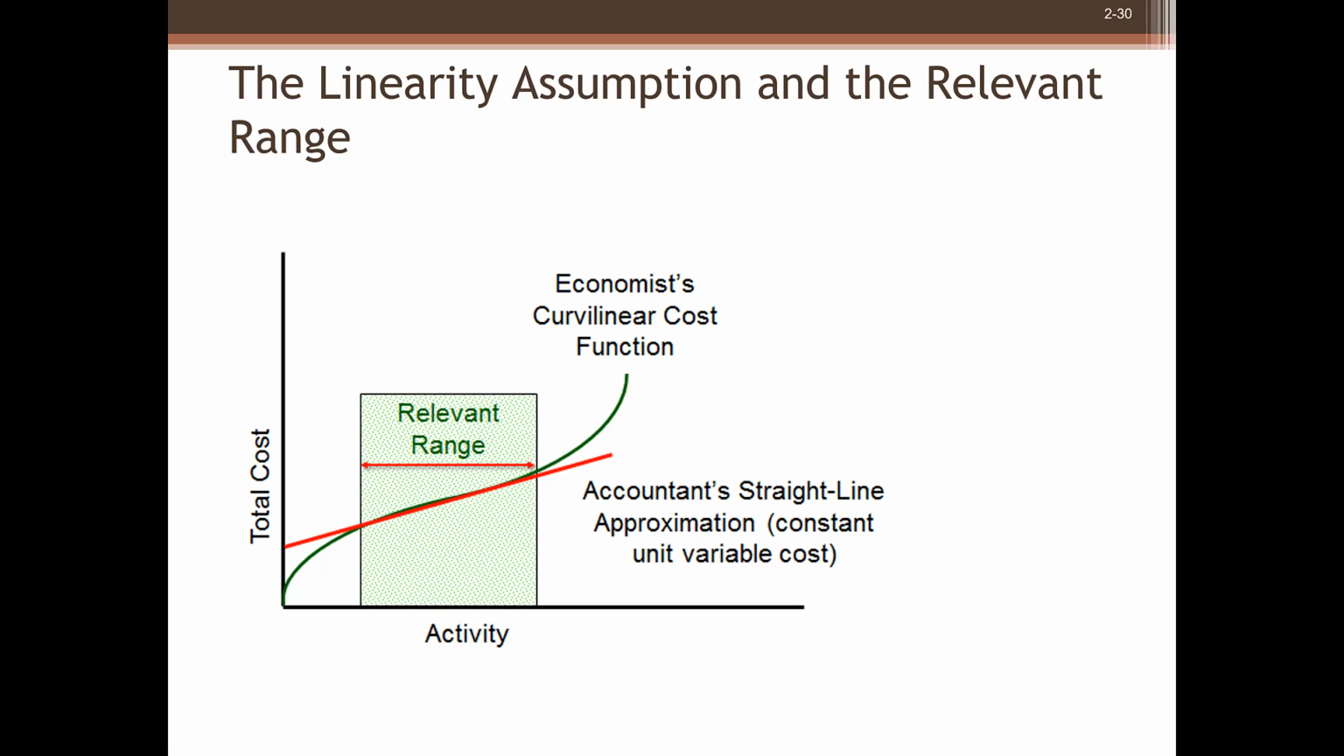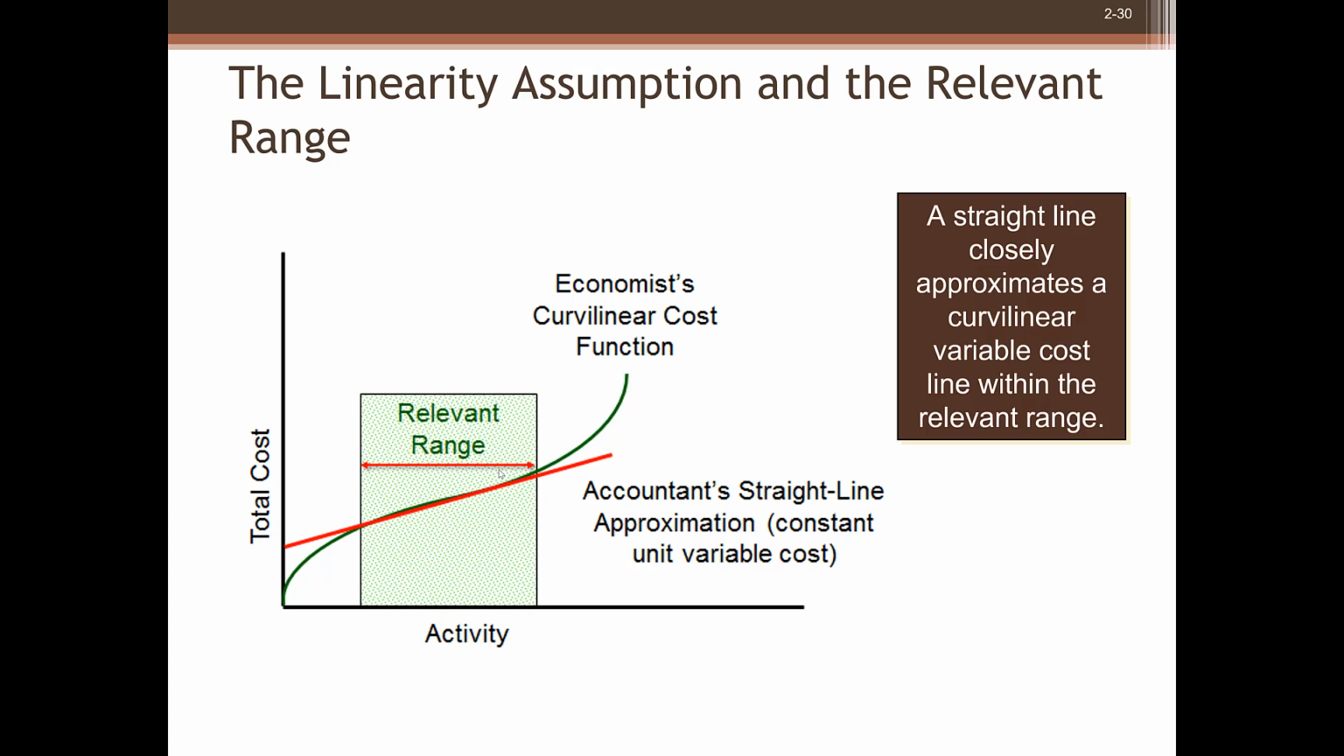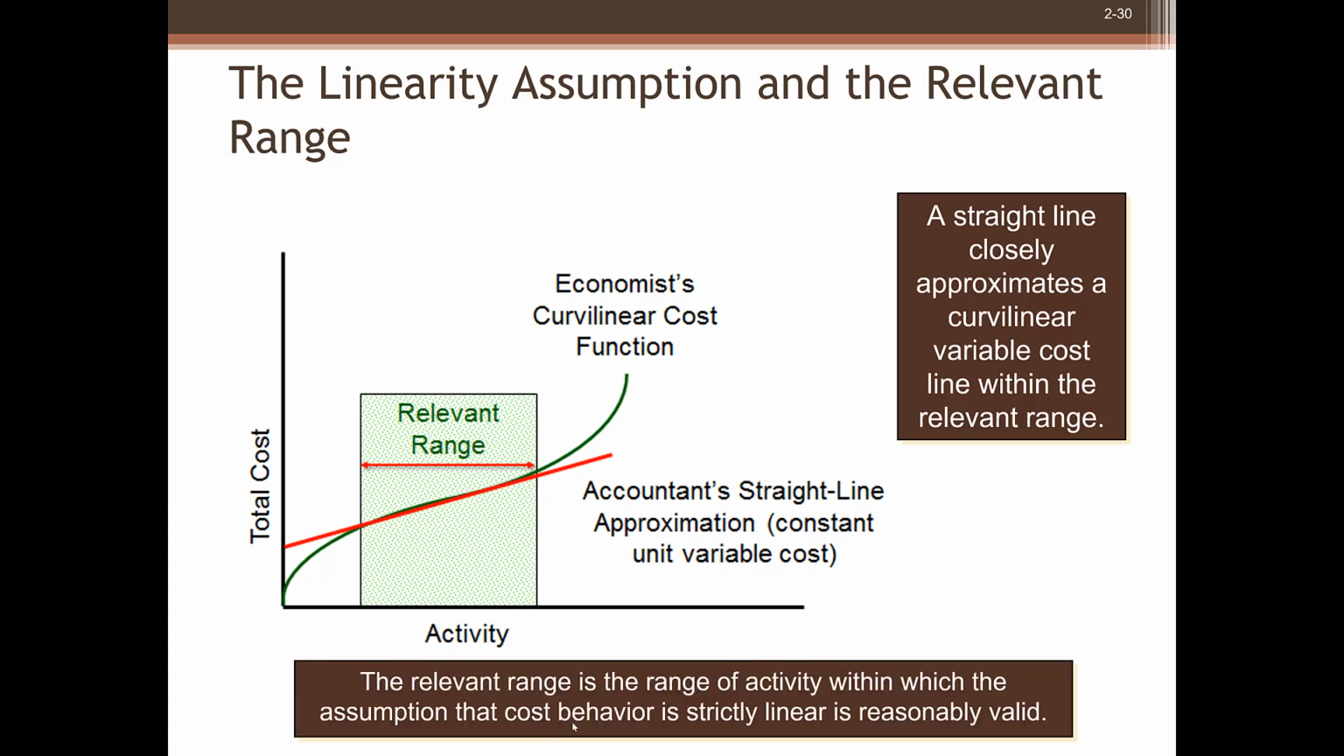Management accountants normally assume costs are strictly linear, which means the relation between cost on one hand and activity on the other can be represented by a straight line within the relevant range. Relevant range here is a range of activity within which the assumption that cost behavior is strictly linear is reasonable and valid.